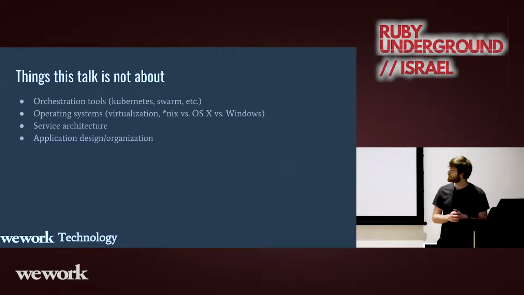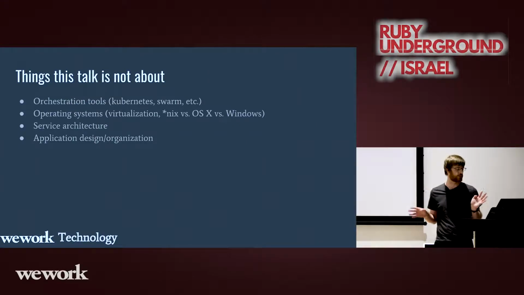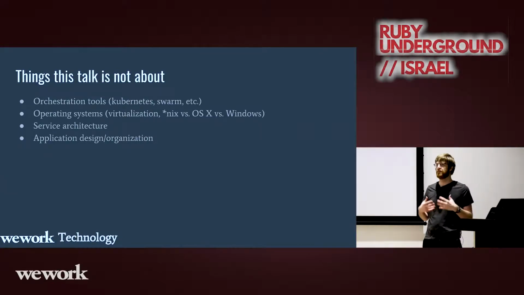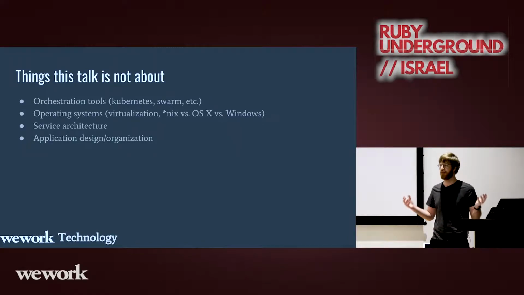So, things that this talk is not about. It's not about orchestration tools. It's not about Kubernetes or Swarm or any of those things. It's not about operating systems. I'm certainly not qualified to talk about those. It's not about service architecture. It's not about how to design your systems more better. This is purely about how to make our lives a little bit better as developers, how to make it easier to onboard people onto your team, and how to make it so that you have fewer differences between every single environment.